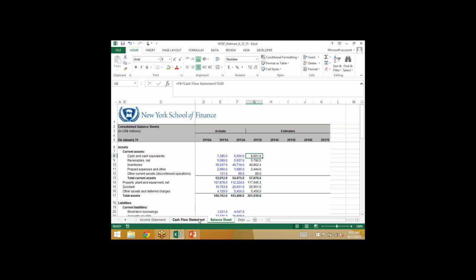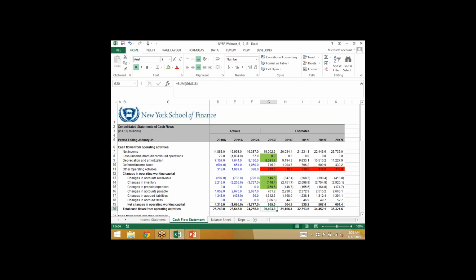It went up because I had a mistake in my model. My mistake was that the cash from operating activities was not totaling correctly. It was not including the 386.6 because I had added that row.